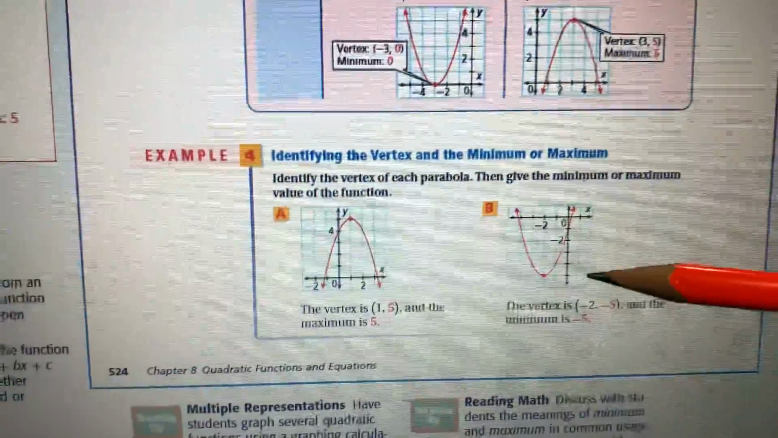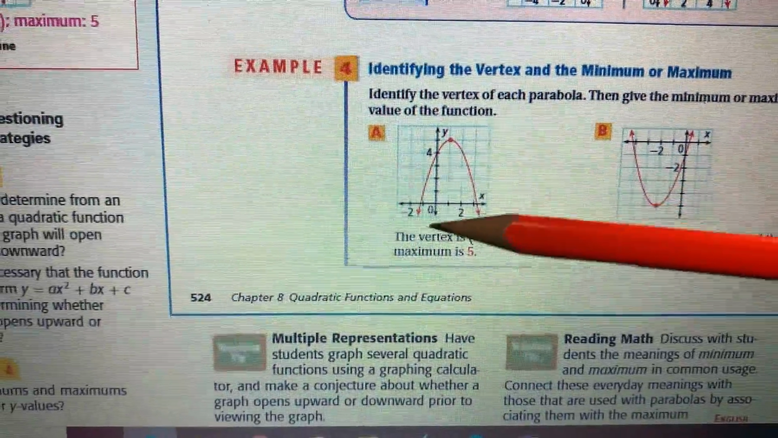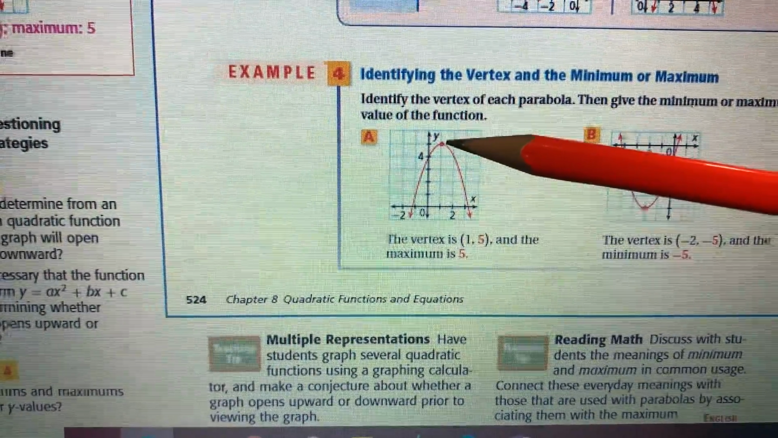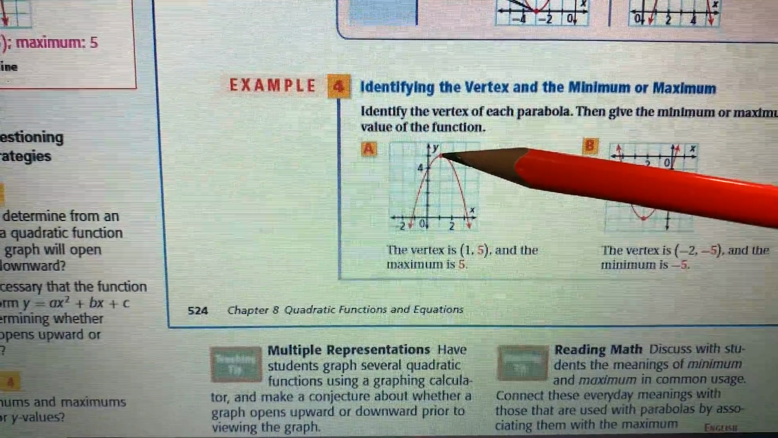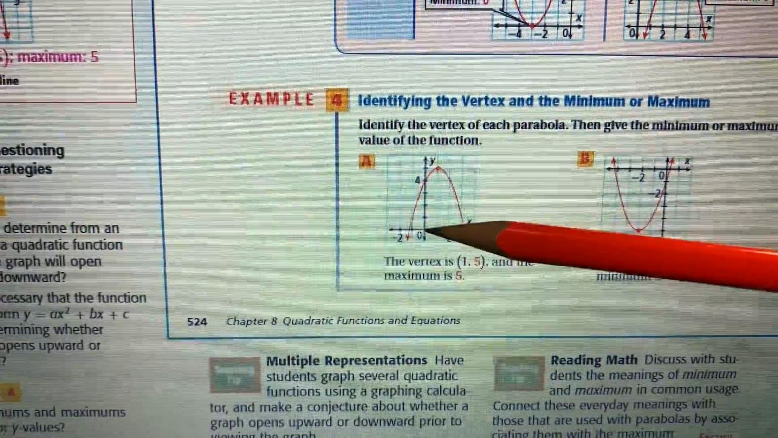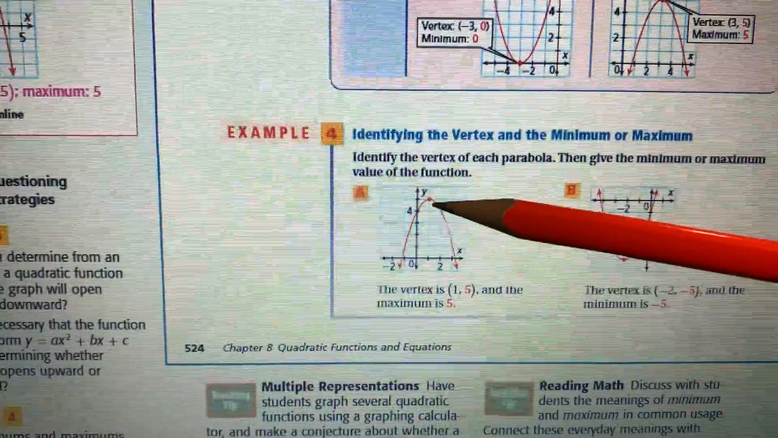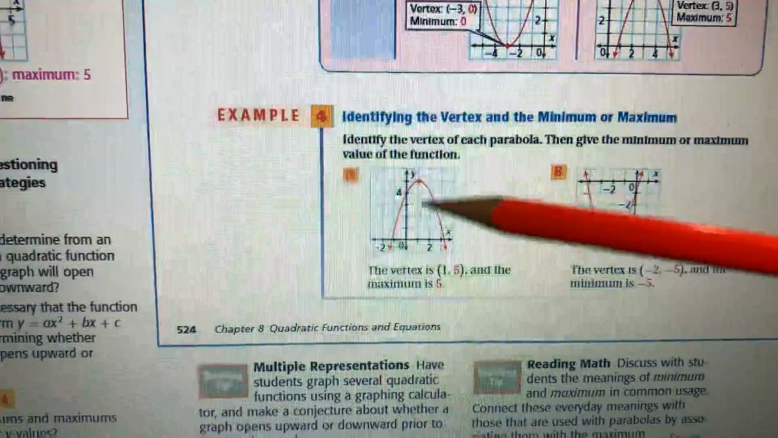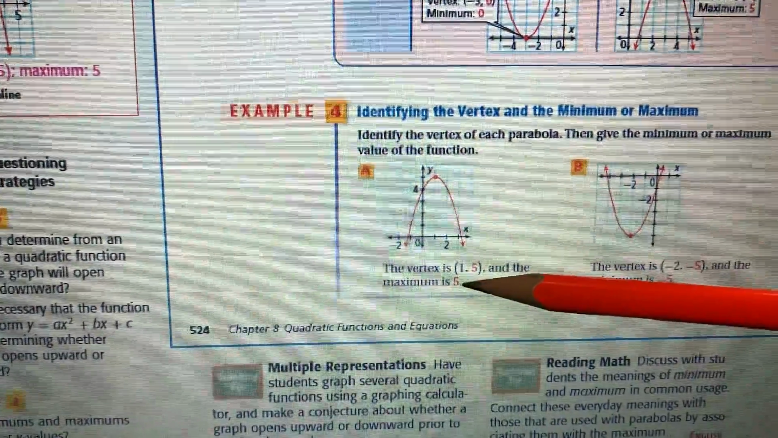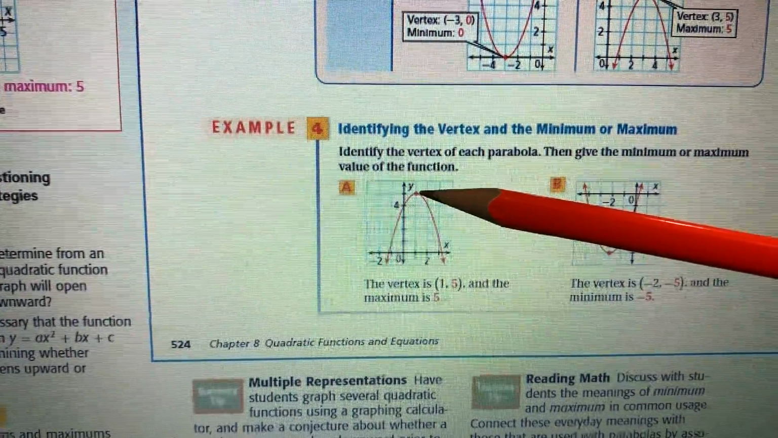Okay? So in examples 4a and 4b, you can see over here you have a parabola. In the case of example A, we have this point over here. The coordinate for this point is (1, 5), okay? So my vertex is determined by the y coordinate. That means that my maximum value in here is going to be 5, okay?